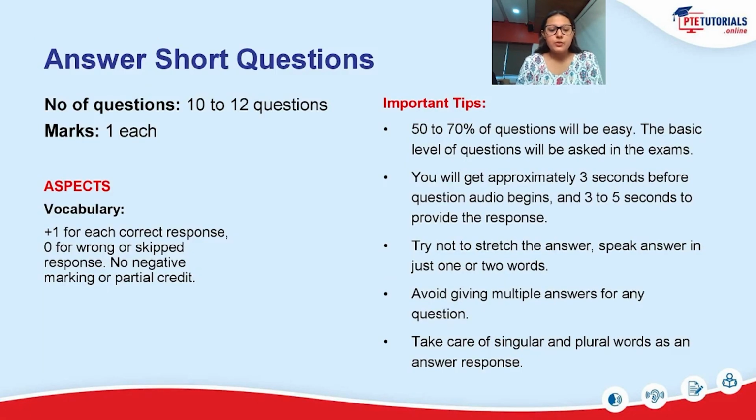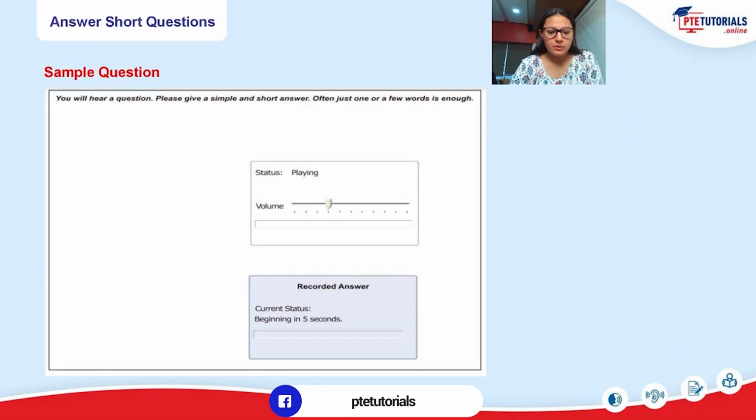Alright, jumping to the next task, that is answer short question. It gives us the score for speaking and listening, and how it looks. Here it is. You will hear a question. Please give a short and simple answer. There must be just a few words. 1 word, 2 words, 3 words, not more than that.